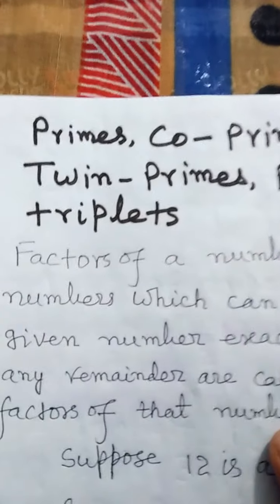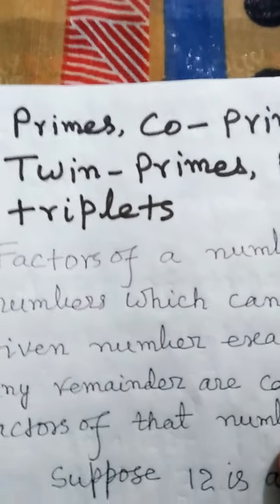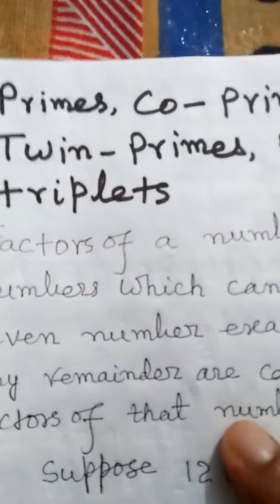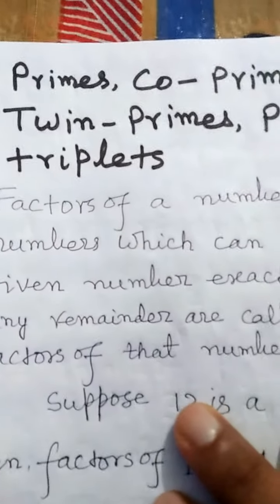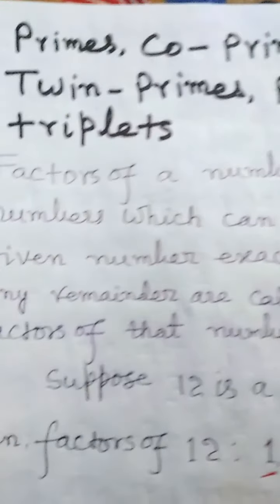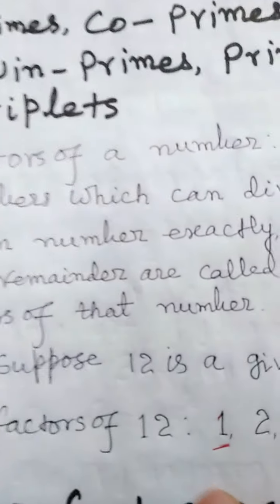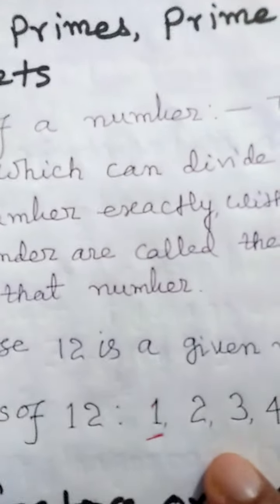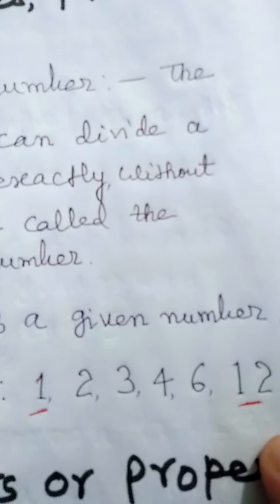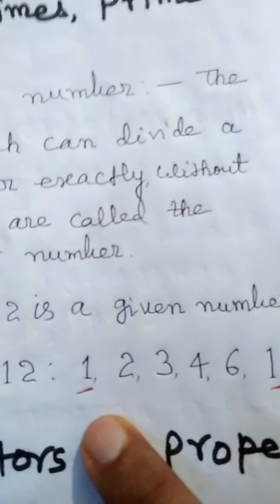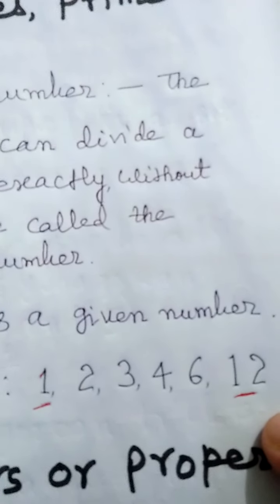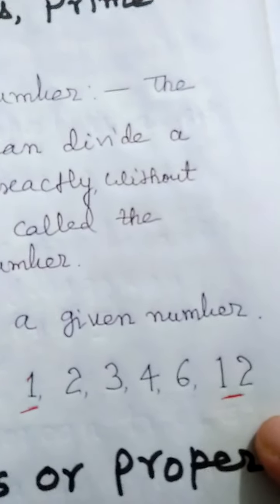Firstly, understand about factors. The numbers which can divide a given number exactly without any remainder are called the factors of that number. Suppose 12 is a given number. Then factors of 12 are 1, 2, 3, 4, 6 and 12. Here 1 is a factor of every number, and 12 is the given number itself, and every number is a factor of itself.